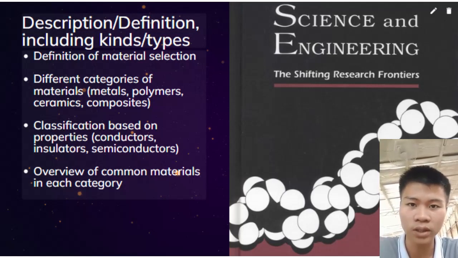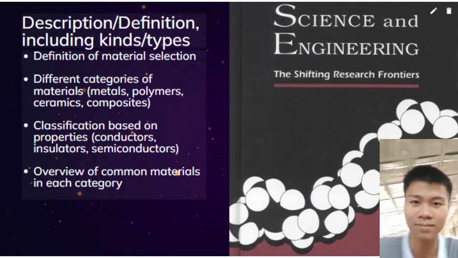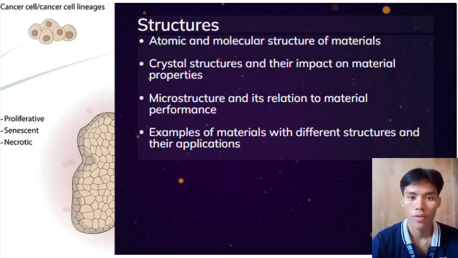Common examples within these categories include steel, plastic, glass, and carbon fiber, showcasing the diverse range of materials available for consideration in the design and engineering process. Materials derive their unique properties and behaviors from their atomic and molecular structures.